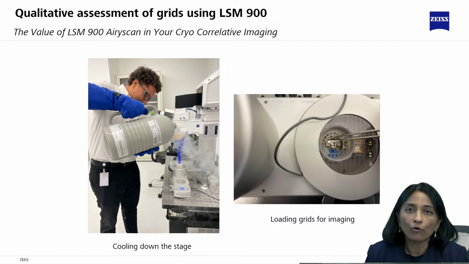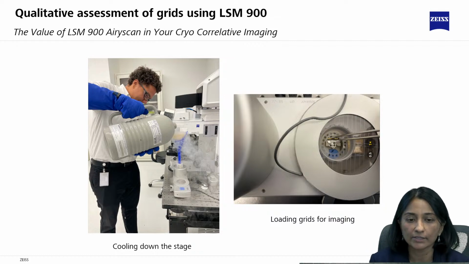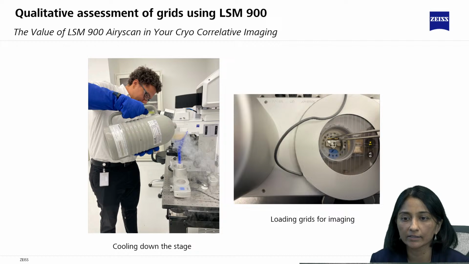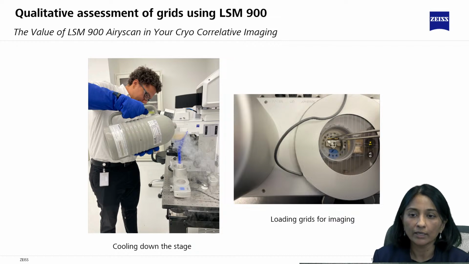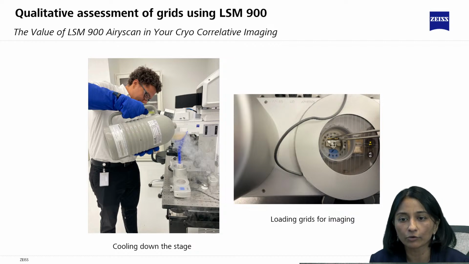How do we go about the LM imaging session? So what you see here is my colleague cooling down the stage. The Linkam stage first needs to be cooled down. So you pour liquid nitrogen into the dewar and you cool down the stage, and you can monitor the temperature on the display panel of the Linkam stage.